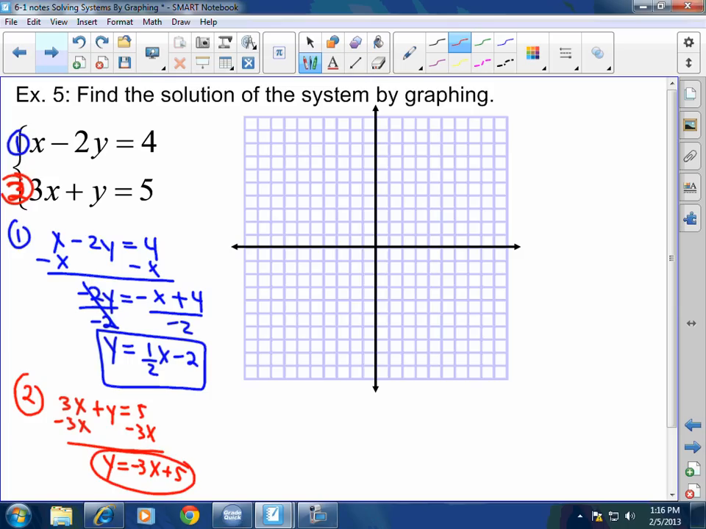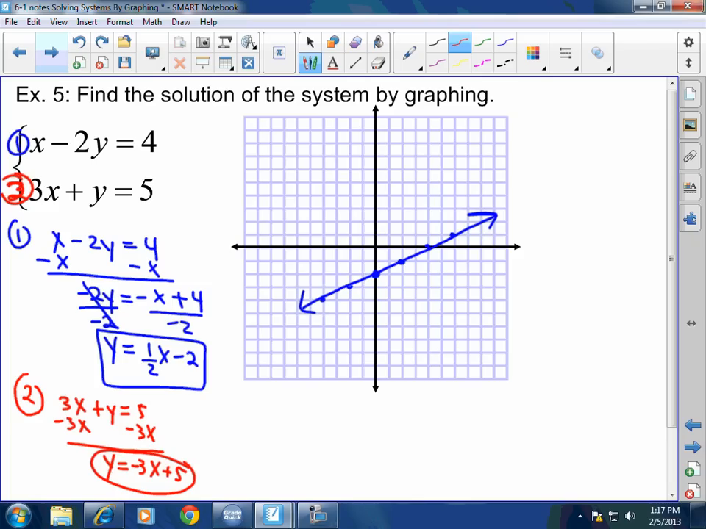Now, let's graph these. Equation 1 in blue. Y-intercept is negative 2. My slope is 1/2. Up 1 over 2, up 1 over 2, up 1 over 2. Down 1 over 2, down 1 over 2. I do a lot of these because I don't know where exactly they're going to intersect.